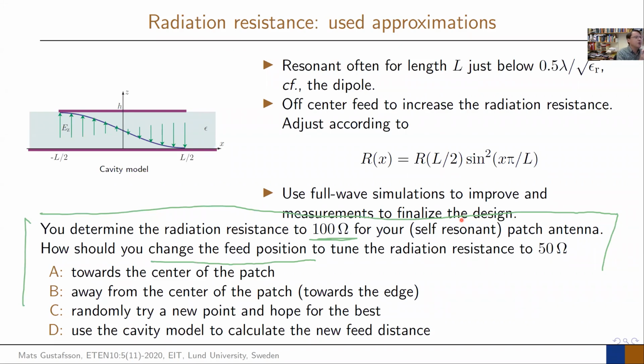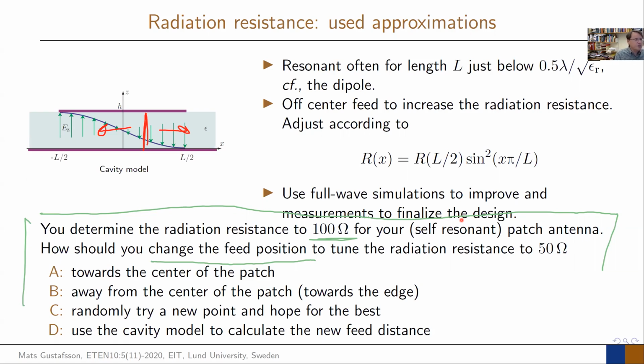So you're going to move the feed. So for example, here you could say that I had a feed placed here. The question is, should you now move the feed this direction or should you move it this direction? How should you move the position of the feed to make it 50 ohm?